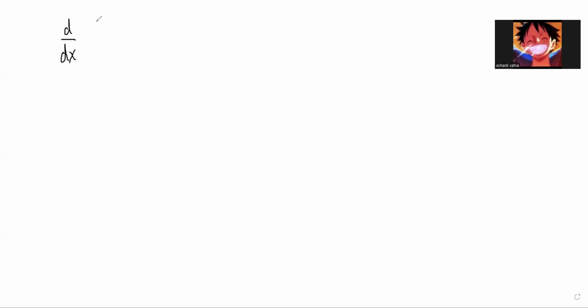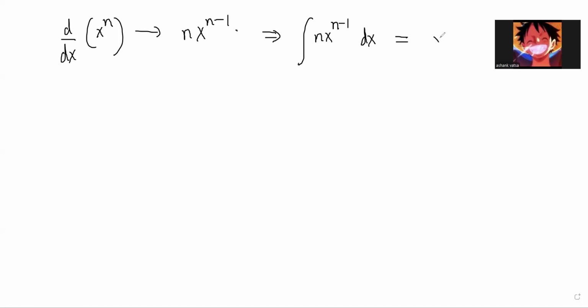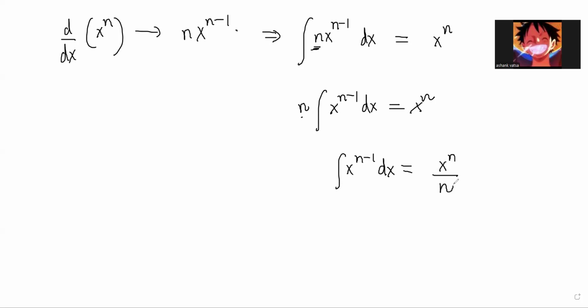So for example, d by dx of x power n was n x power n minus 1, right? So from here, it should be obvious that integral of n x power n minus 1 dx should be x power n, right? Because that is the meaning of the operation, right? Yes, sir. So from this, we can say that this n is a constant and we can take it outside and we can say n times integral of x power n minus 1 dx is x power n. So n can be brought down here. So you get integral of x power n minus 1 dx is x power n by n, right?